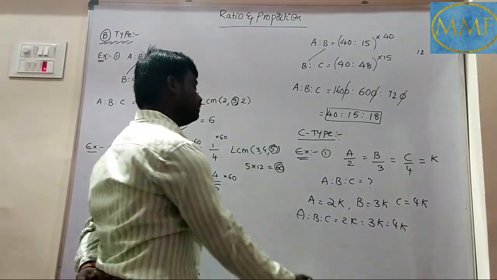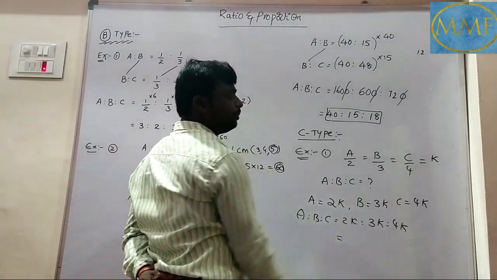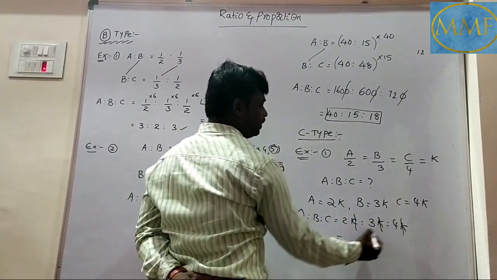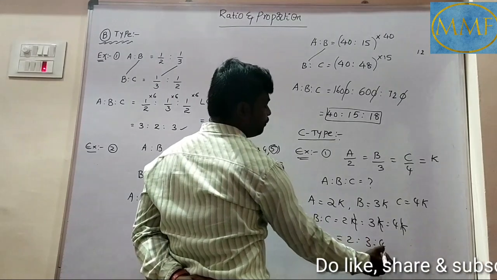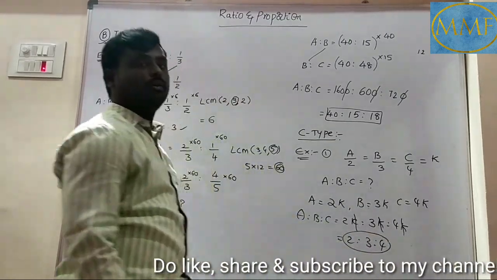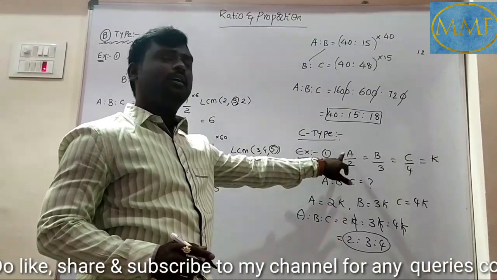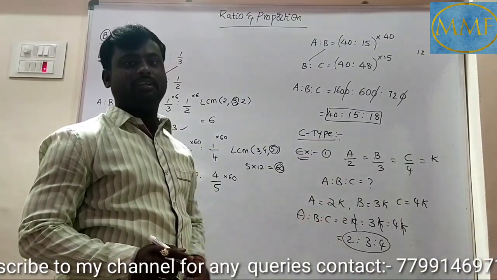Clear? Then it is very simple. What about these values? k is common, so the k's are all going to be cancelled. What is the ratio? 2 is to 3 is to 4. So likewise we can do all these when we are having C type. Clear? Okay.